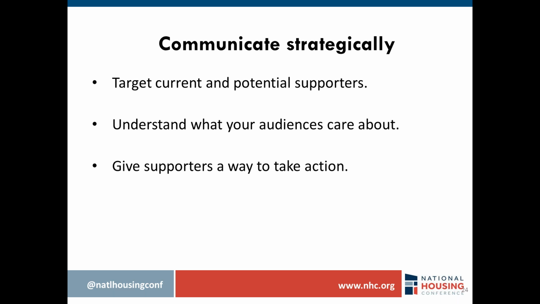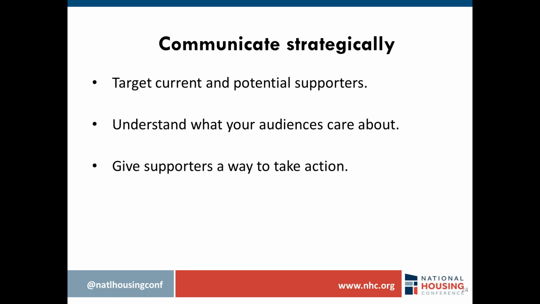We want to understand what they care about, right? If we're running into a lot of people who care a lot about education, then we want to talk with them about the positive impact that more affordable housing is going to have on education in our communities, and so forth. So understand what our audiences care about and really be able to target those concerns and those cares with our messaging.